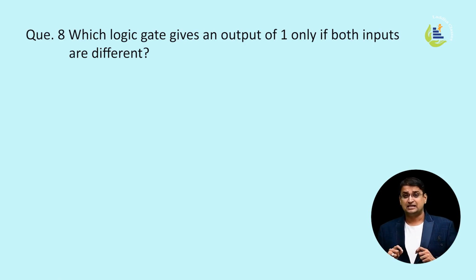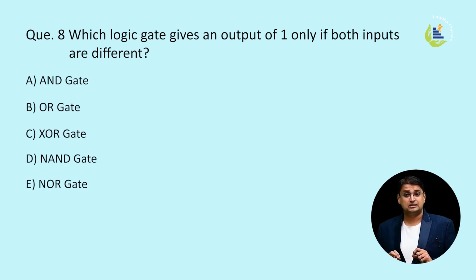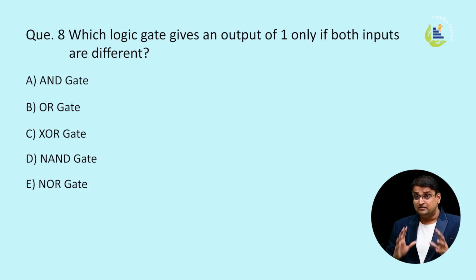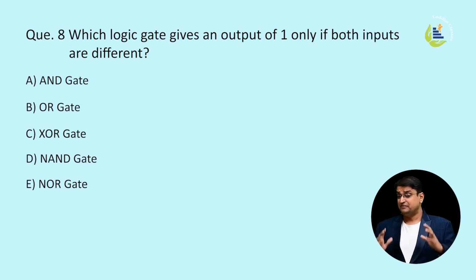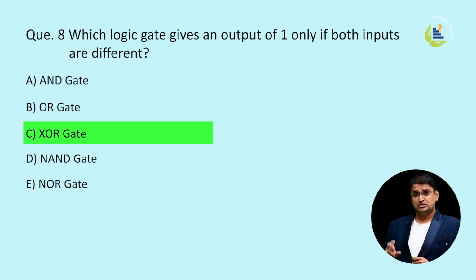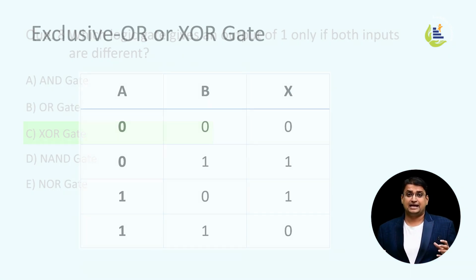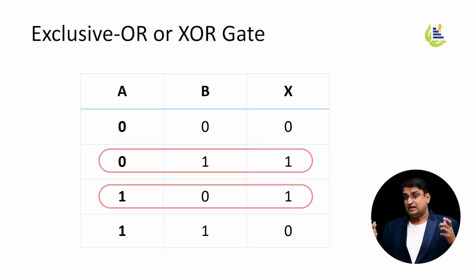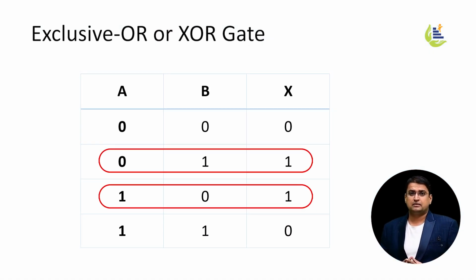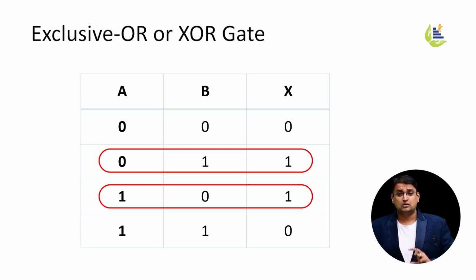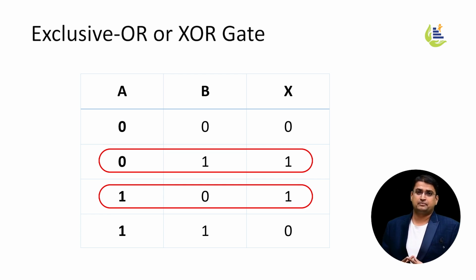Which logic gate gives an output of 1 only if both inputs are different? Options are AND, OR, XOR, NAND, NOR. Correct answer option is C, XOR gate, because an XOR gate returns 1 only when the inputs are different. Other gates like AND or OR return true when both inputs are the same.